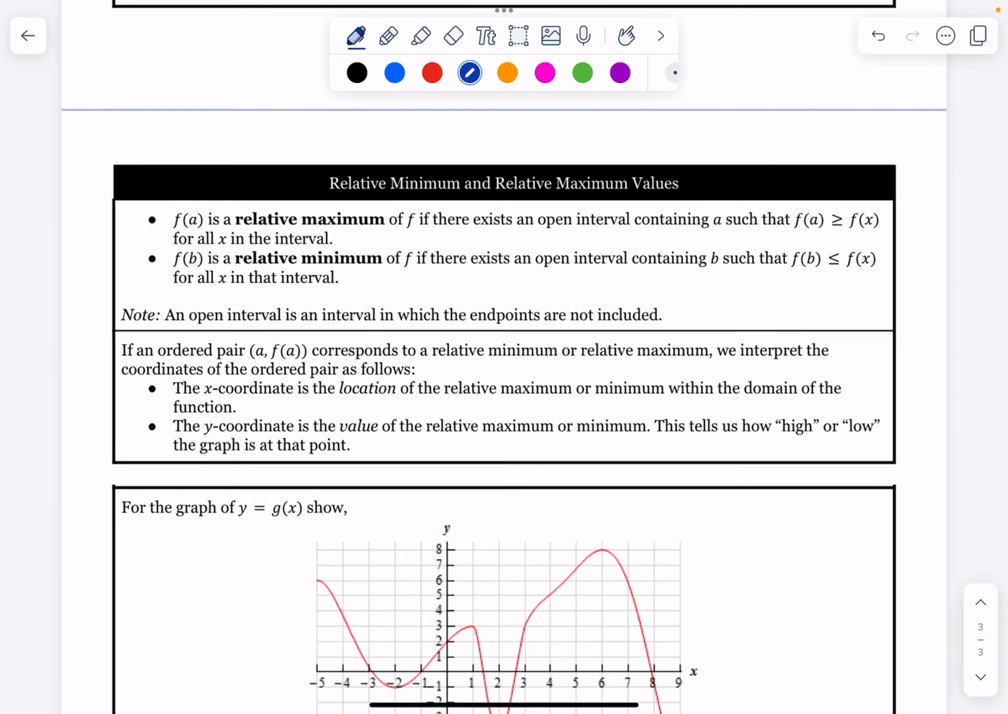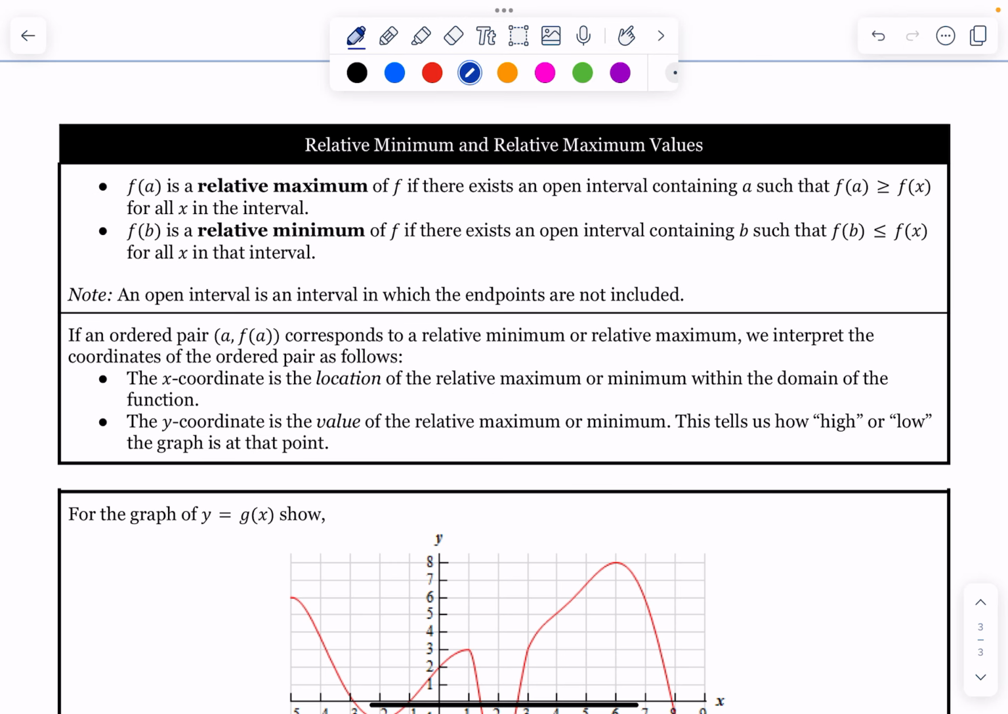All right, last thing we'll talk about is relative minimum and relative maximum values. So f of a is a relative maximum. Again, I'm going to pull a color. Relative maximum of f if there exists an open interval containing a such that f of a is greater than or equal to f of x for all the x in that interval. And then f of b is a relative minimum value of f if there exists an open interval containing b such that f of b is less than or equal to f of x for all x in that interval. And then note an open interval is just an interval with endpoints not included.